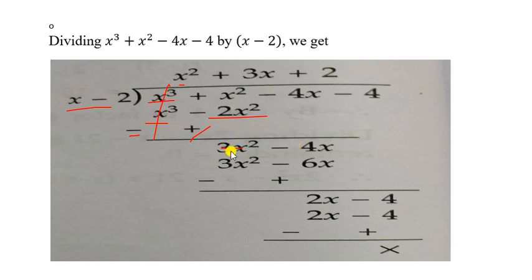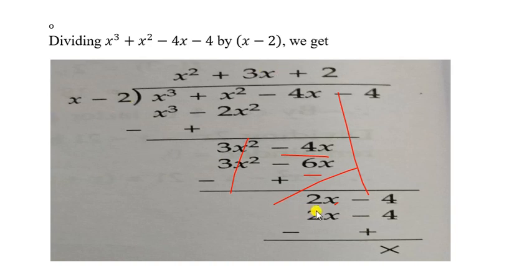Then again the first term is 3x square. So we have to take plus 3x. So 3x and this total we will multiply. Then 3x square and 3x into minus 2 is minus 6x. So here minus 6x, so we'll change it to plus. This one we can again simplify. So minus 4x and here plus 6x, so plus 2x, and minus 4 will come down.